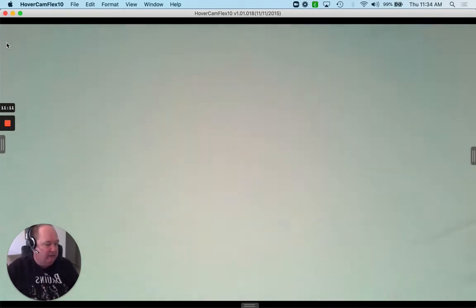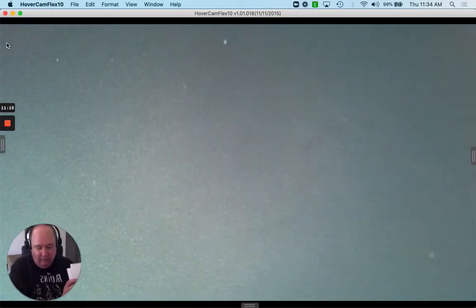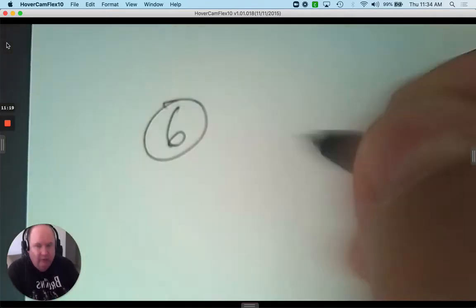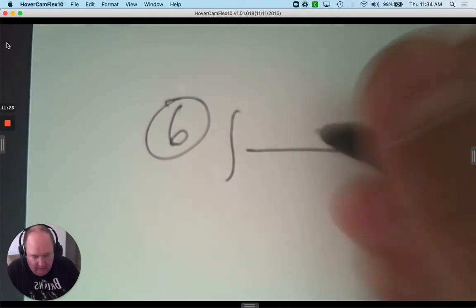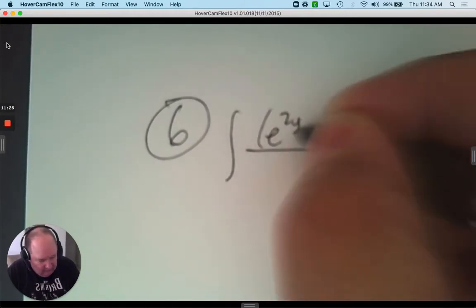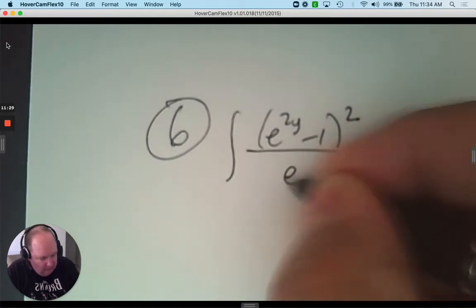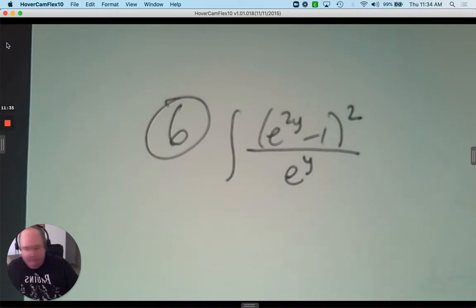Number 6. Practice, experience. That's what's going to happen. It's going to get us through the challenging times. You're not doing this alone, and you're not giving up. We have a fraction. It's e to the 2y subtract 1 squared over e to the y. And then what direction could I go here to help myself out?